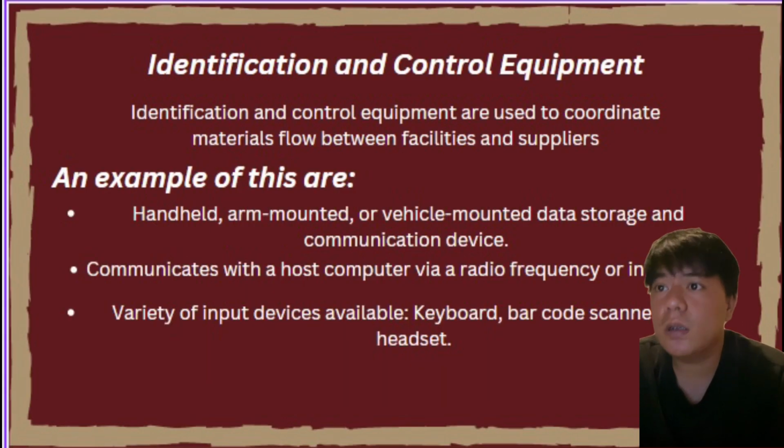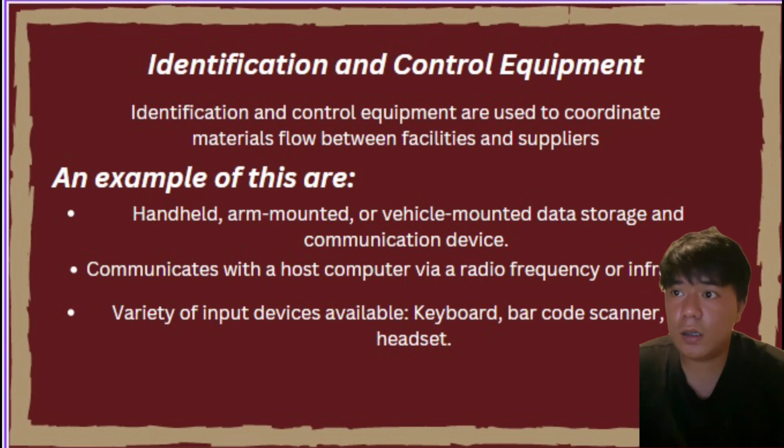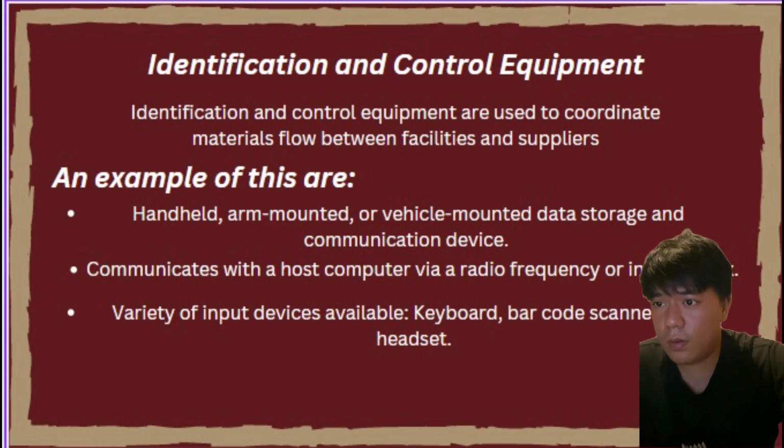And identification and control equipment. Identification and control equipment are used to coordinate materials flow between facilities and suppliers. An example of these are handheld, arm-mounted or vehicle-mounted data storage and communication devices. Then it communicates with the host computer via radio frequency or infrared link pala. Variety of input devices available: keyboard, bar code scanner, voice, headset.